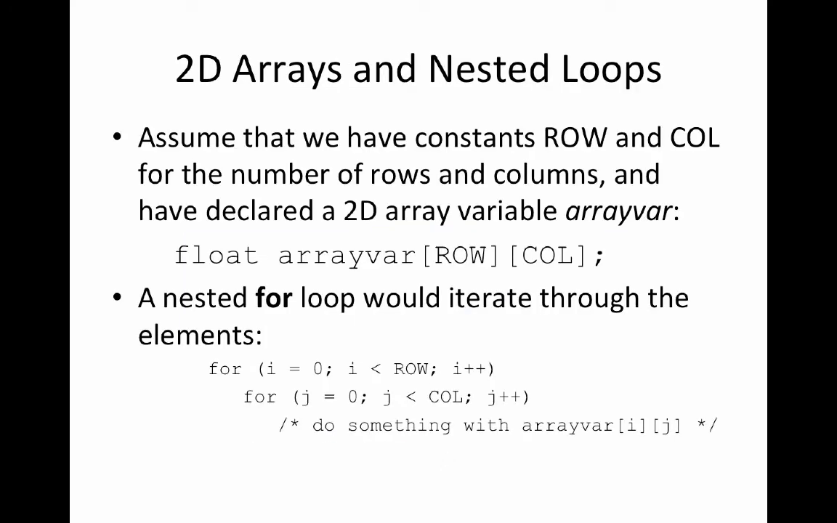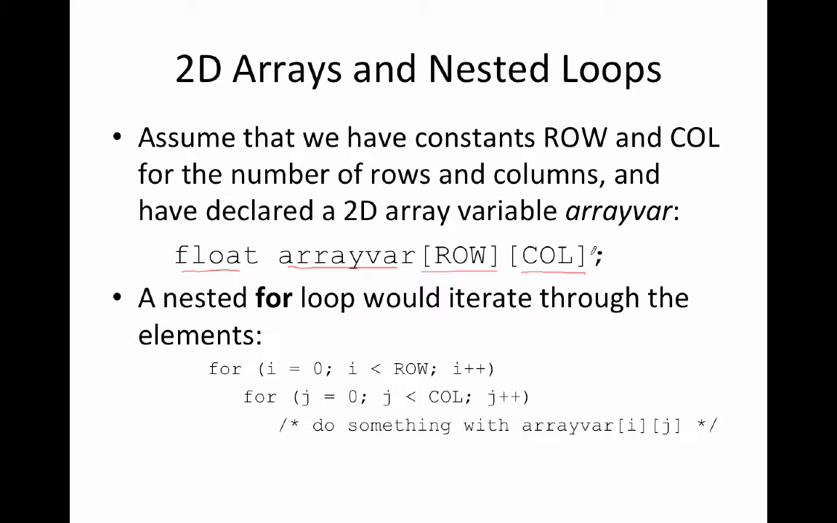Two-dimensional arrays and nested loops go hand in hand. So assume that we have two constants, one called row and one called col, for the number of rows and columns, and that we have declared a two-dimensional array variable called arrayVar. For example, we could declare it to be the type float, arrayVar, and then this is the number of rows and this is the number of columns.